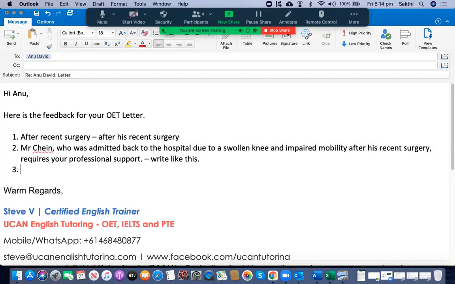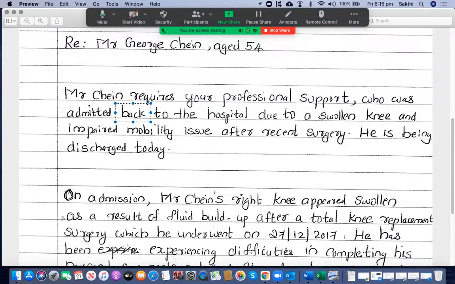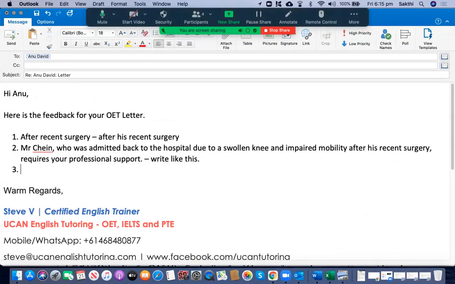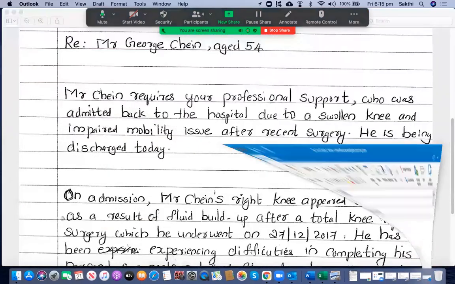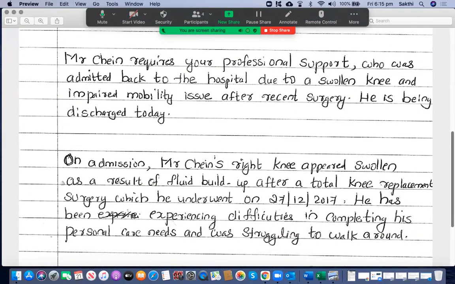So "who was admitted", because you are just defining this person, goes between two commas. If the definition has been given between two commas, it is a complex sentence structure. So this is the correct way of writing the complex structure. You're defining the problem with the patient, and then he requires your professional support. Simple. He's being discharged today. You could have mentioned it maybe in the first sentence itself, but that's all right because this is a complex sentence already, so you don't need to write too many complex things in one sentence.